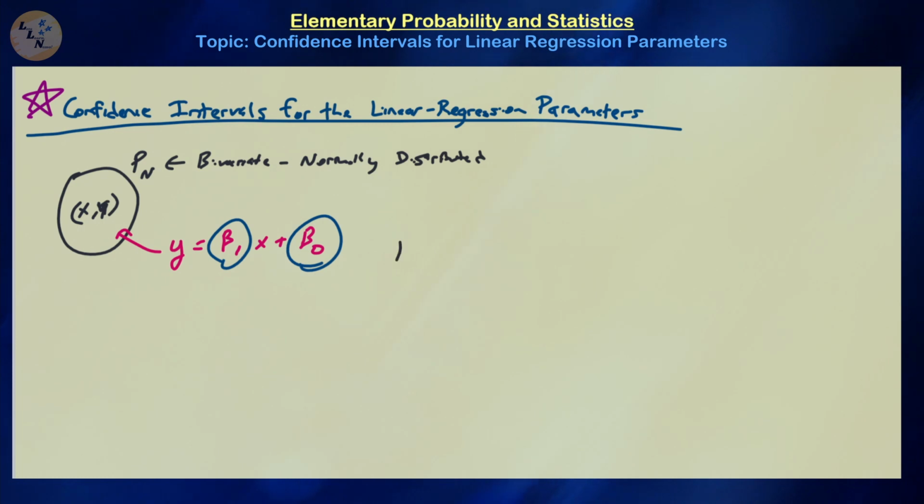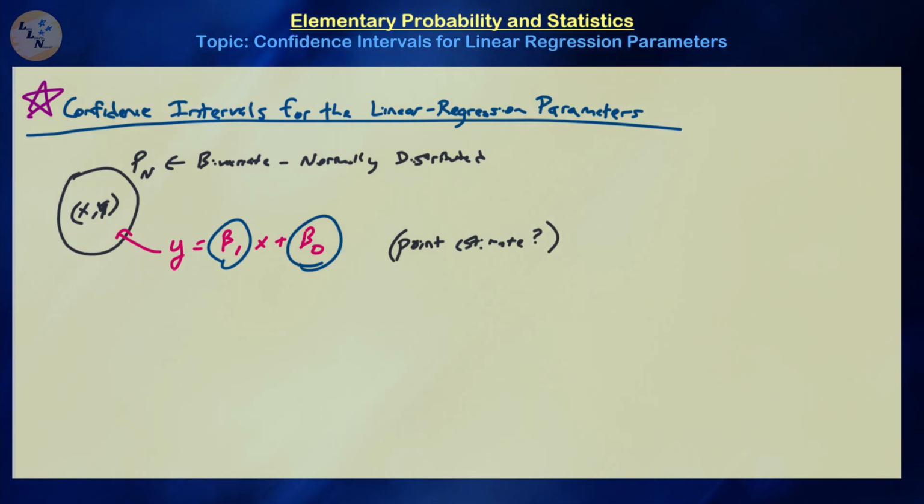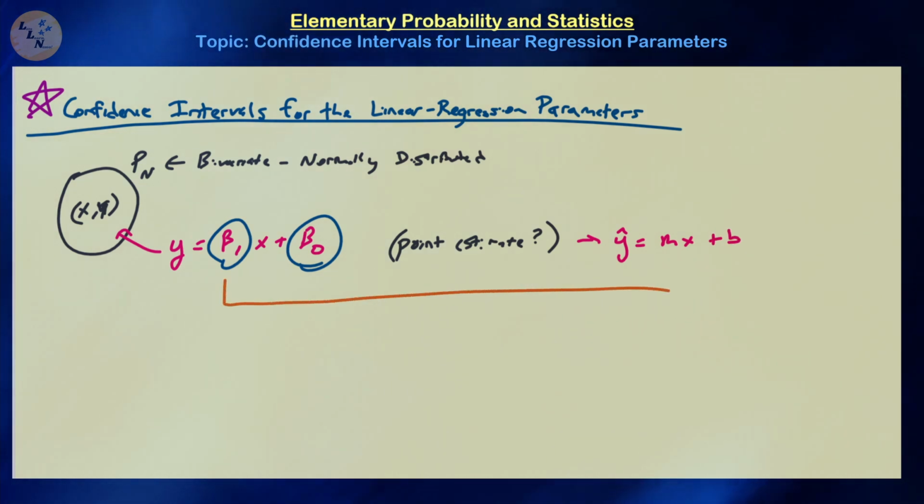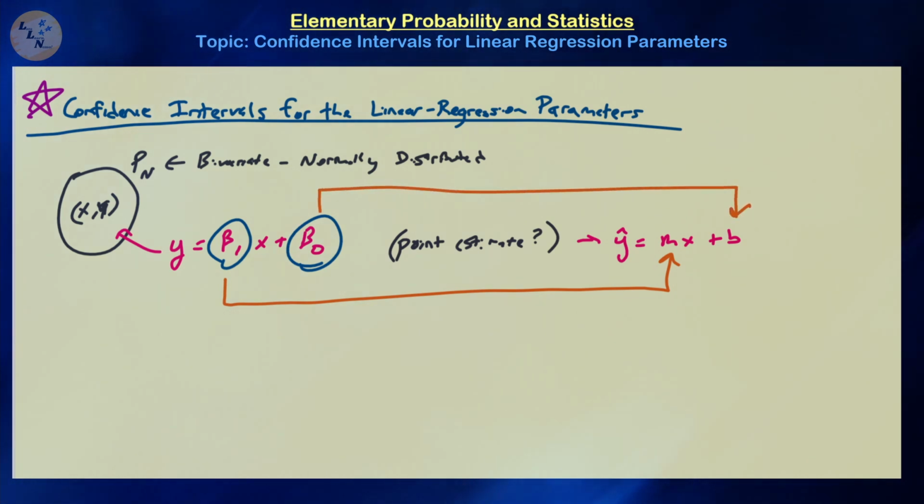So our first question is, of course, what is a point estimate for each of the parameters for this line of best fit? That's going to be y hat equals mx plus b. So beta 1 is going to be approximated by m, and beta 0 is going to be approximated by b. So m is a point estimate for beta 1, b is a point estimate for beta 0, and those are hopefully going to be the middle of the confidence intervals for beta 1 and beta 0 with some standard error.